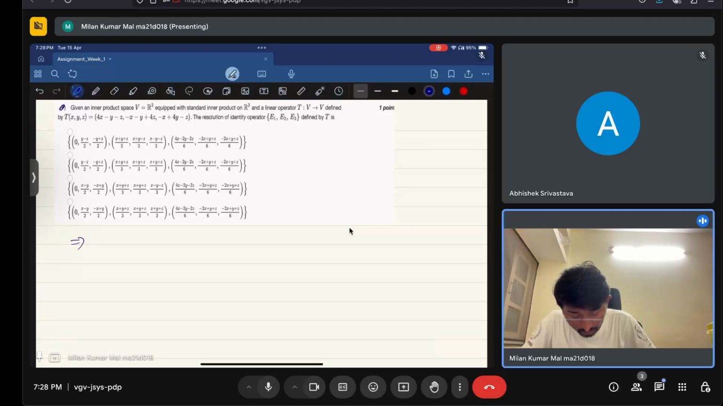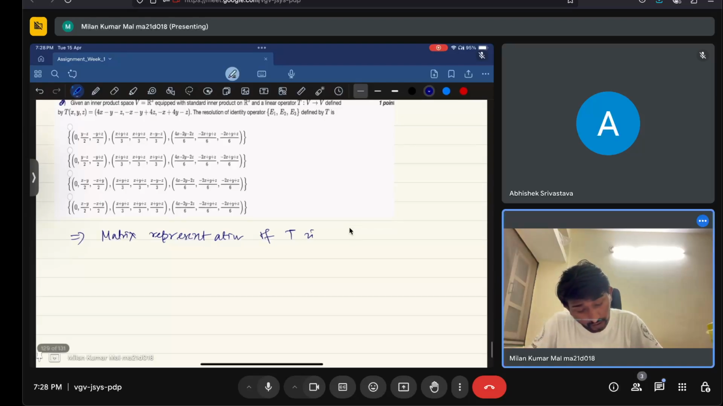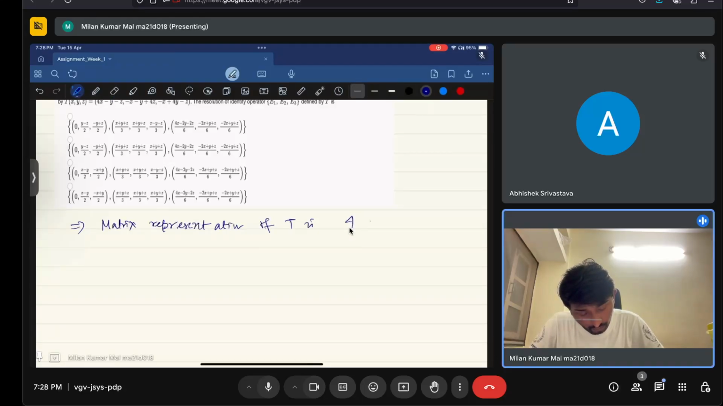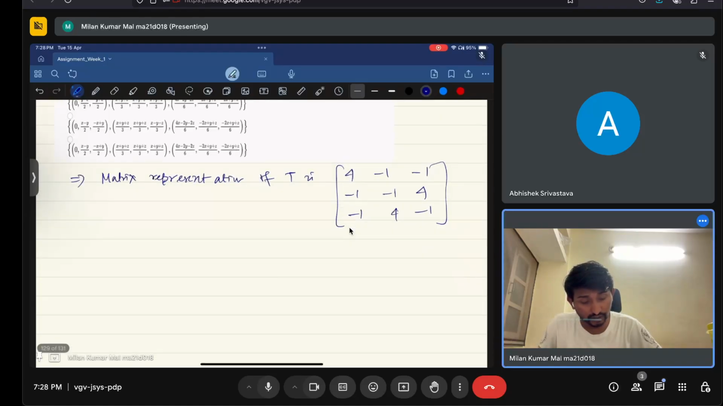So the matrix representation of T is given by 4 minus 1 minus 1, okay, sorry, this is in reverse way: 4 minus 1 minus 1, minus 1 4 minus 1, minus 1 minus 1 4. This is the matrix representation. You can look at this symmetry, that doesn't matter.